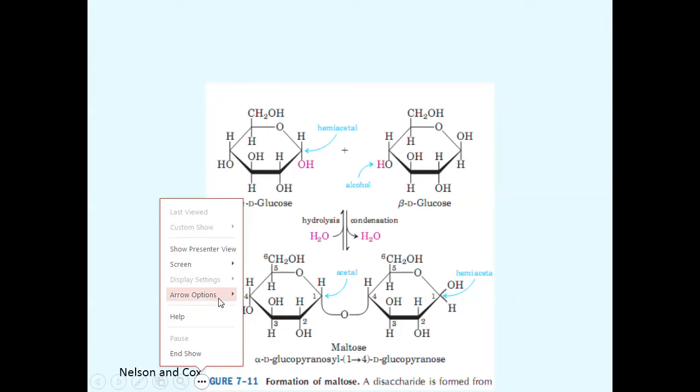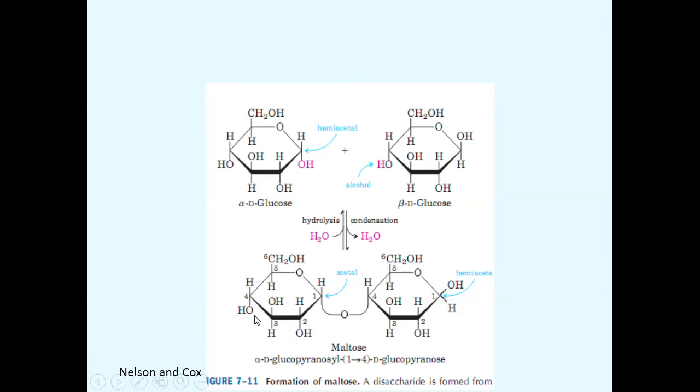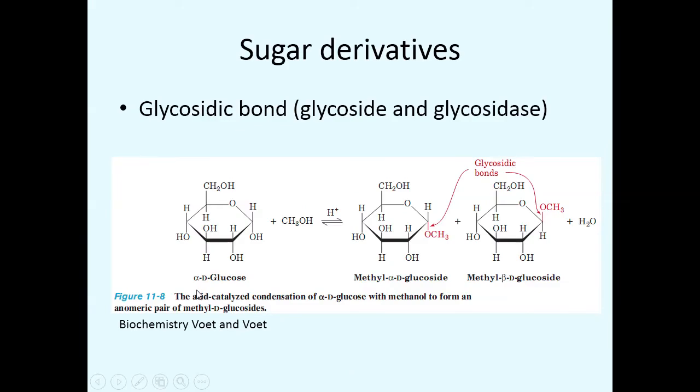Previously we have looked at the classification and structures of monosaccharides. In this lecture we will study some important chemical reactions of monosaccharides. The first type of reaction we will study is the formation of glycosidic bond.